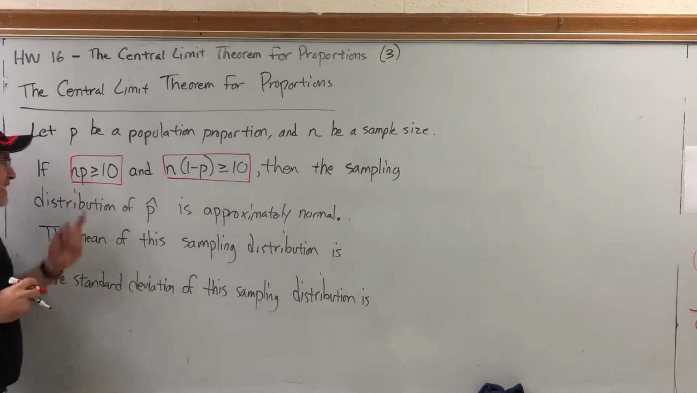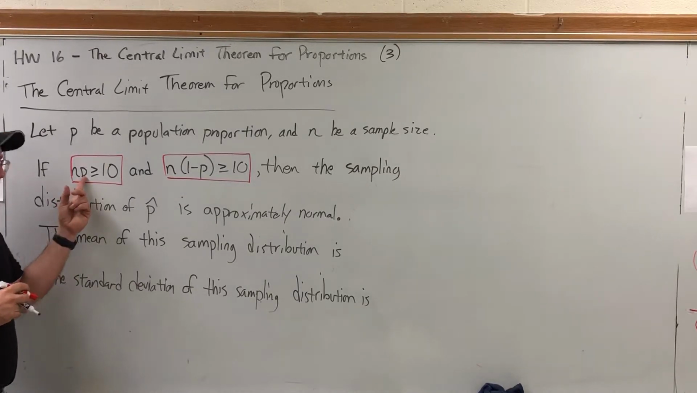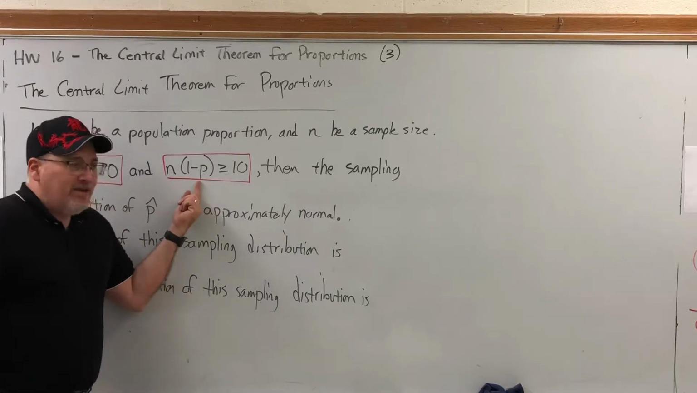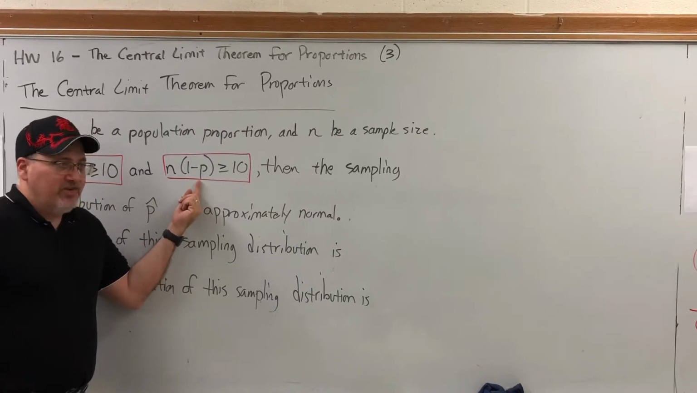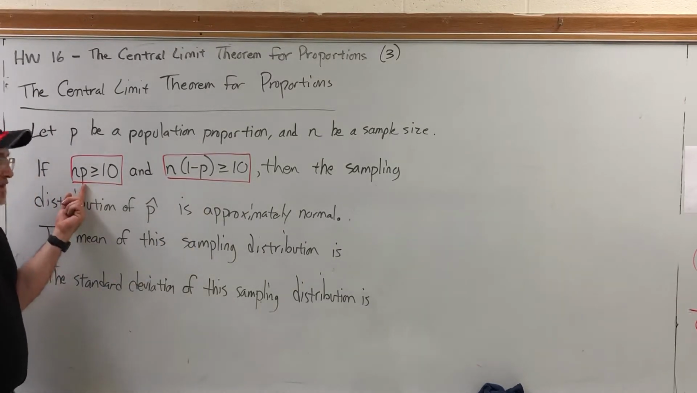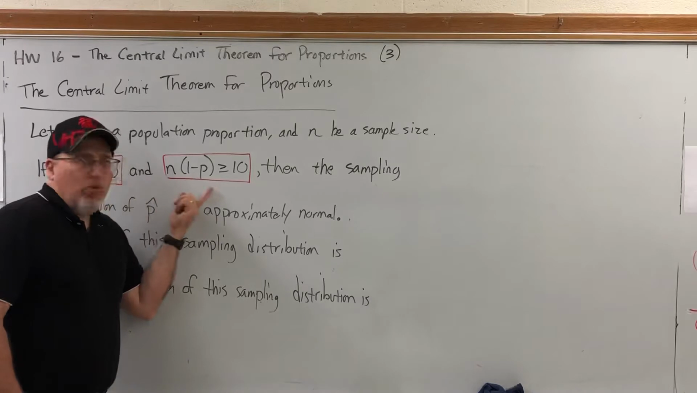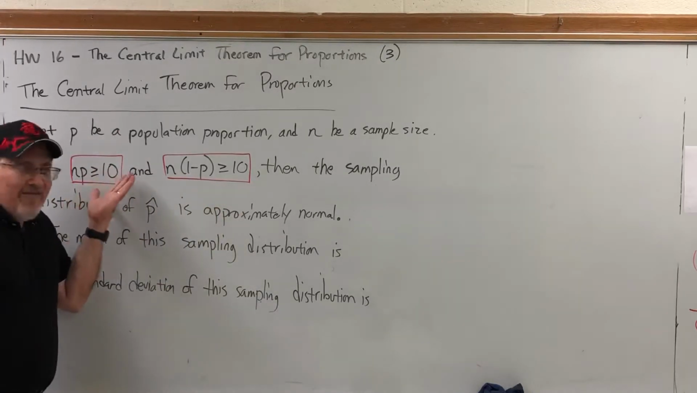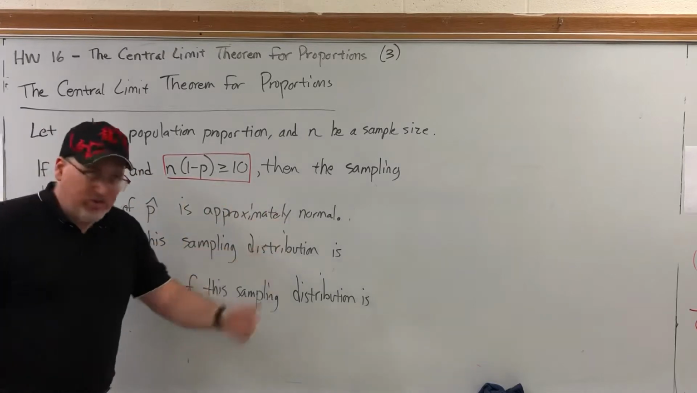By the way, if p is the proportion of a population that has a characteristic, then 1 minus p is the proportion of the population that does not have that characteristic. For example, if 40% of a population had a characteristic, 40% is the same as 0.4. 1 minus 0.4 is 0.6, or 60%. So 40% have a characteristic, the other 60% don't.